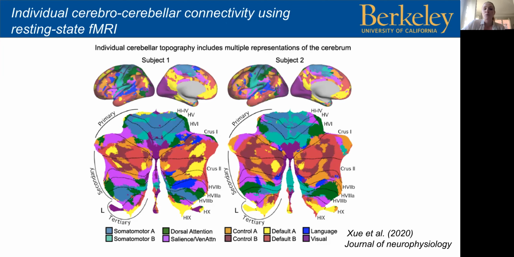And more recently, work from the same group has also shown that this corticocerebellar connectivity can in fact be identified at the individual level, shown here in 2 example subjects, and that the individual cerebellar topography contains multiple representations of cortical network, similar to what was shown at the group level. So, if functional parcellations of the cerebellum are to eventually be used for translational or clinical purposes, it really is important that this functional organization can be identified in individual cerebella, as shown here.